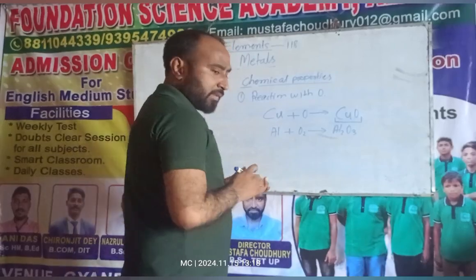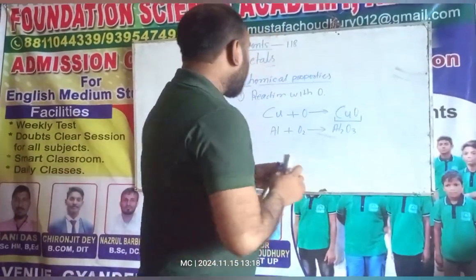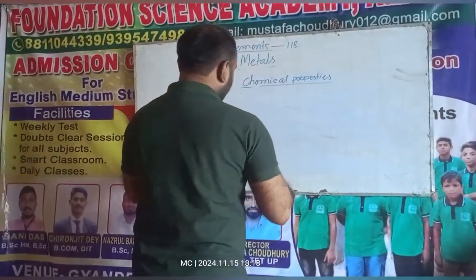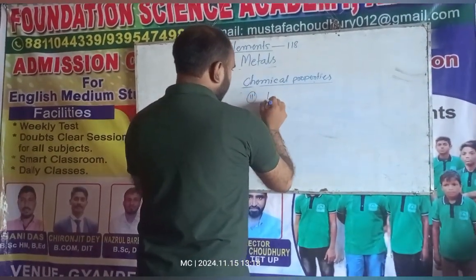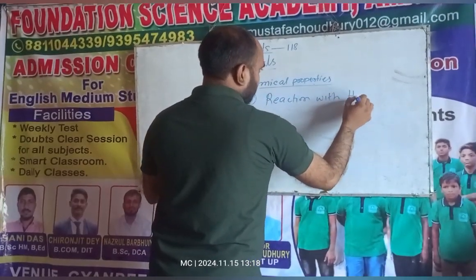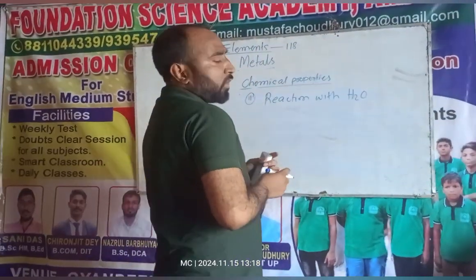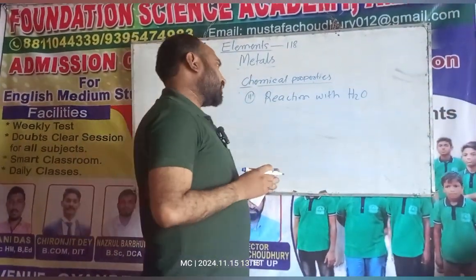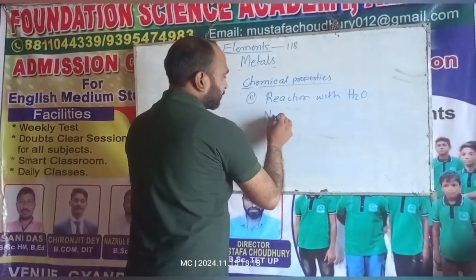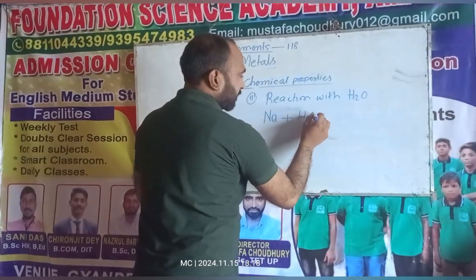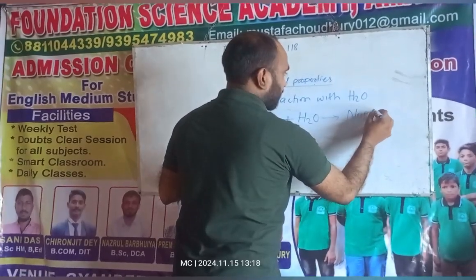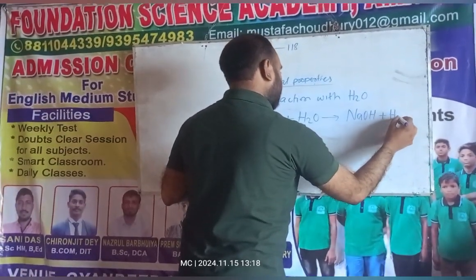The second property is reaction with water. When a metal reacts with water, it forms a metal hydroxide. For example, sodium plus water produces sodium hydroxide plus hydrogen gas.